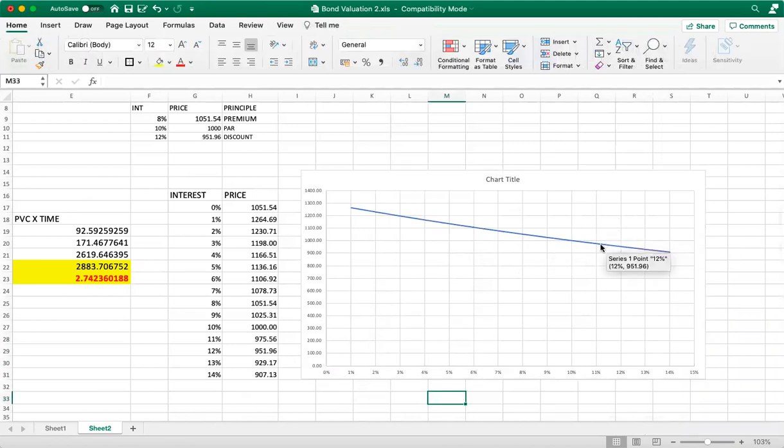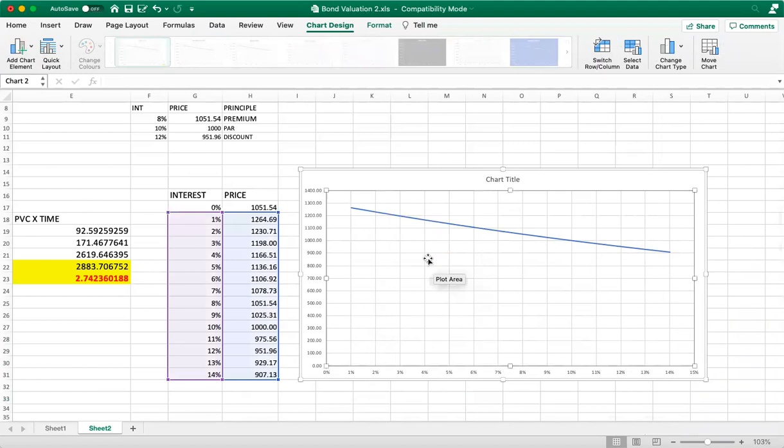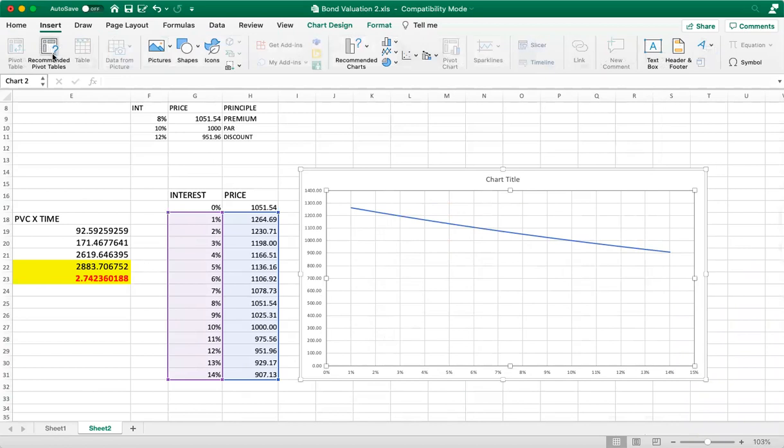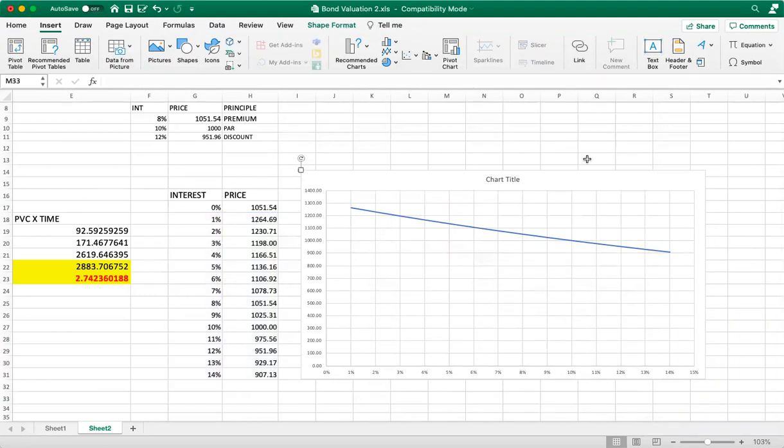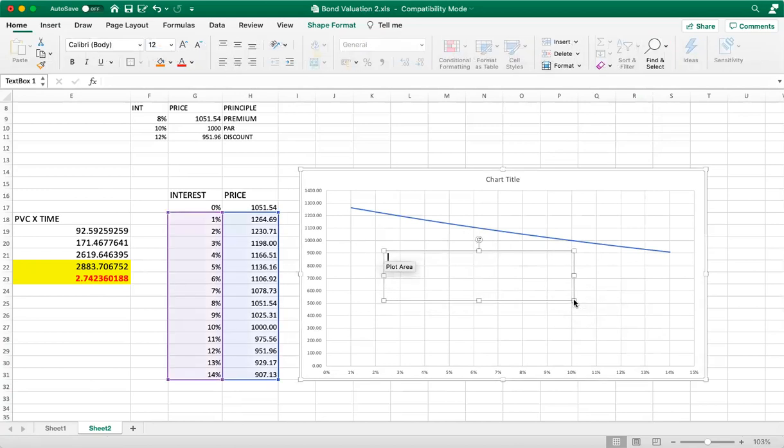Now, perhaps you are interested in writing a story here. If you're interested in writing a story on the plot area, what you're supposed to do is to go to insert. So you go to insert, then look for text box, this one. On your right, you'll see text box. So click on the text box, come and put the text box there. Yeah, then you can write your story.